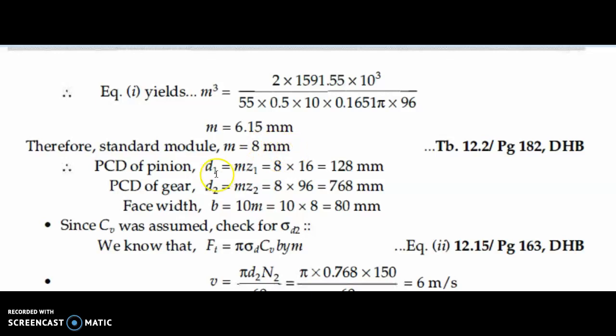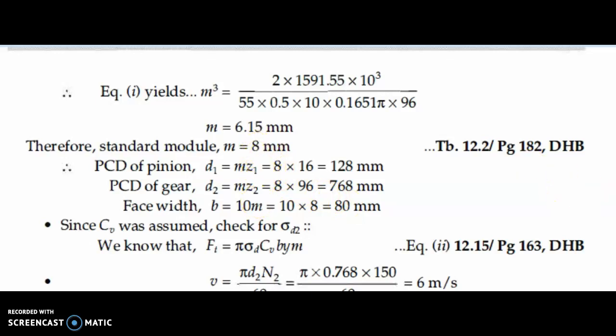Next one, the PCD, that means the pitch circle diameter. Using this equation, that is d1 is equal to m into z1, we can find the value of d1. Similarly we can find d2. Then face width b is given, because we know that k is equal to b by m, that is the assumed value. Using that equation we can find the value of b, that is face width. These three values we can calculate immediately after calculating the value of module.